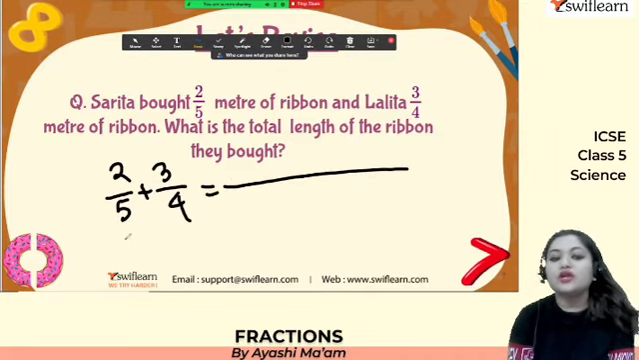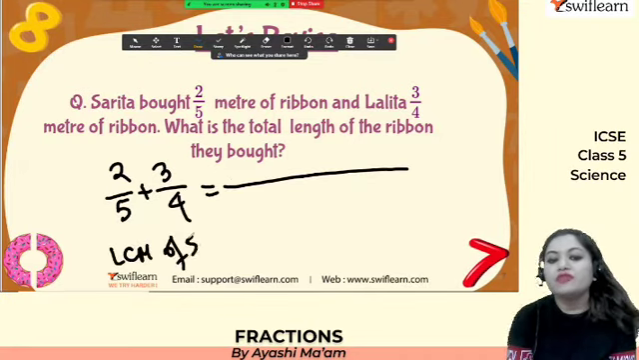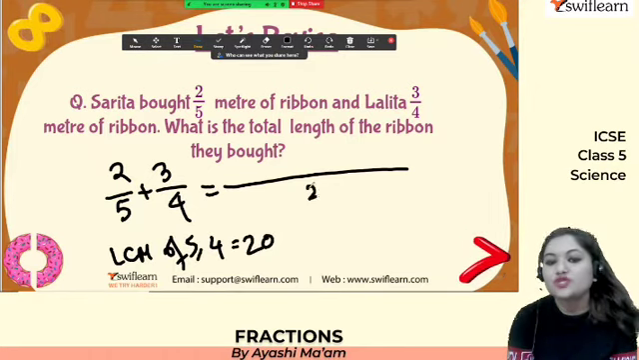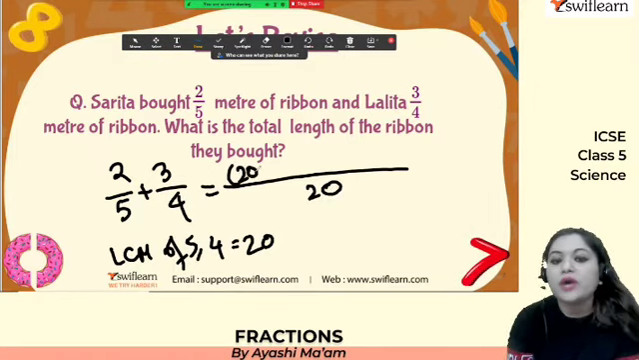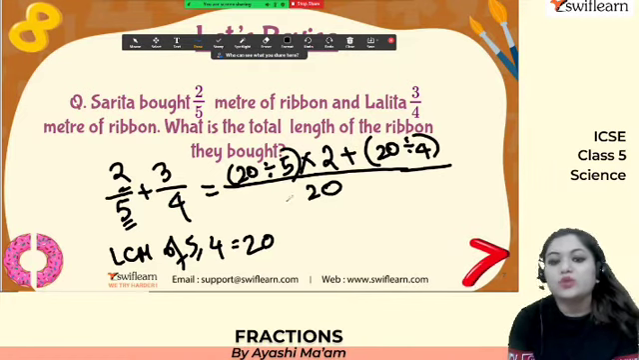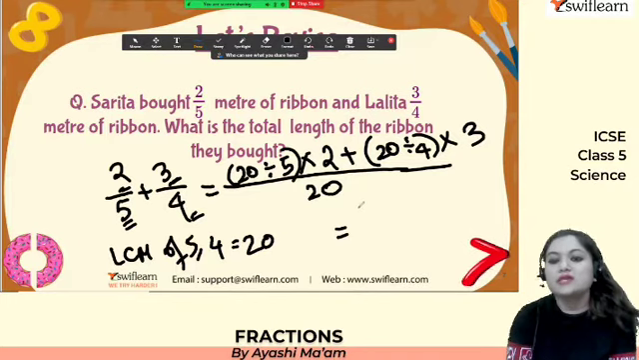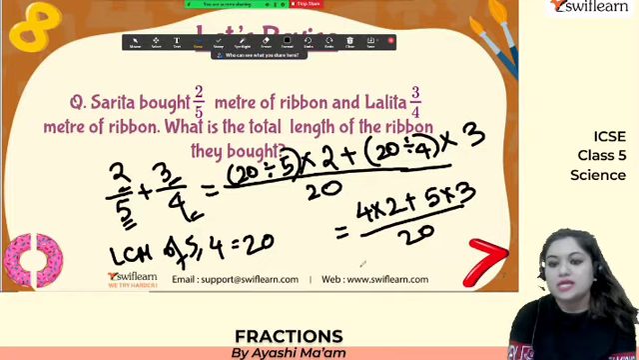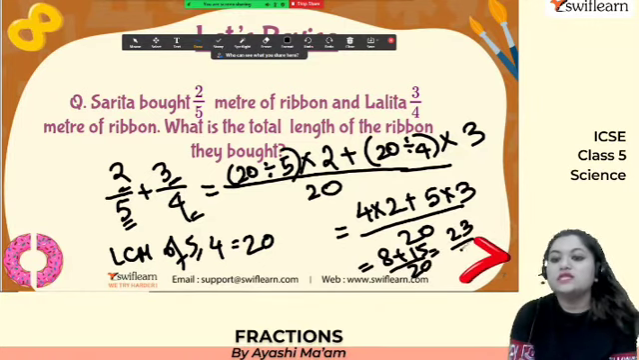So in the denominator, you need to take the LCM of 5 and 4, right? LCM of 5 and 4 is going to be 20. And here what you will do, LCM divided by this first denominator multiplied by the first numerator, plus again LCM divided by the second denominator, which is this 4, multiplied by the second numerator, which is 3. So you will get the answer as 4 into 2 plus 5 into 3 by 20. That means 8 plus 15 by 20, which is nothing but 23 by 20.